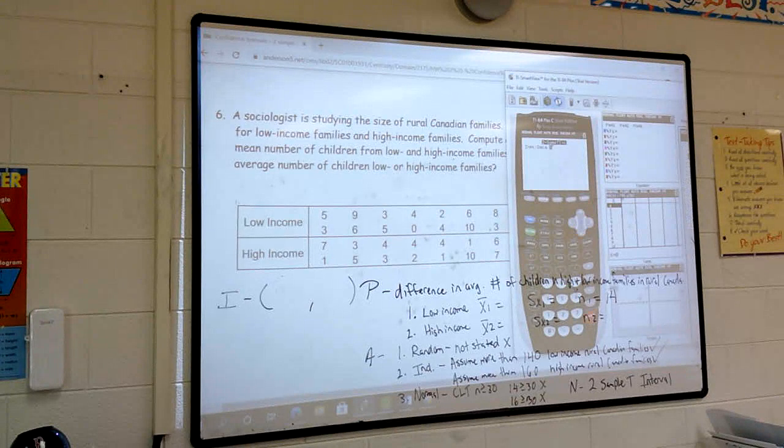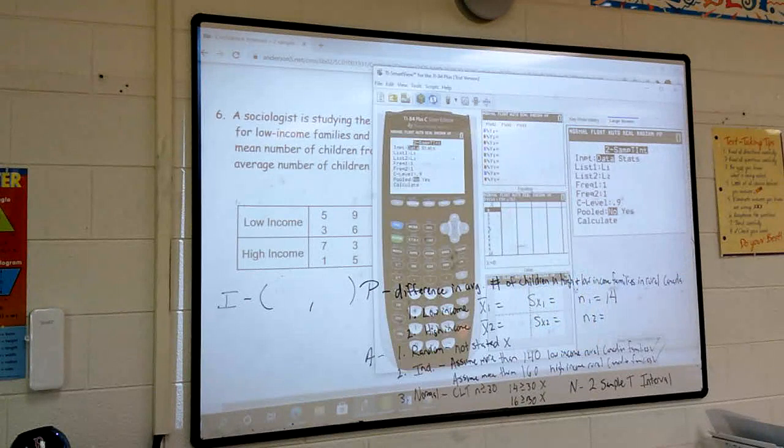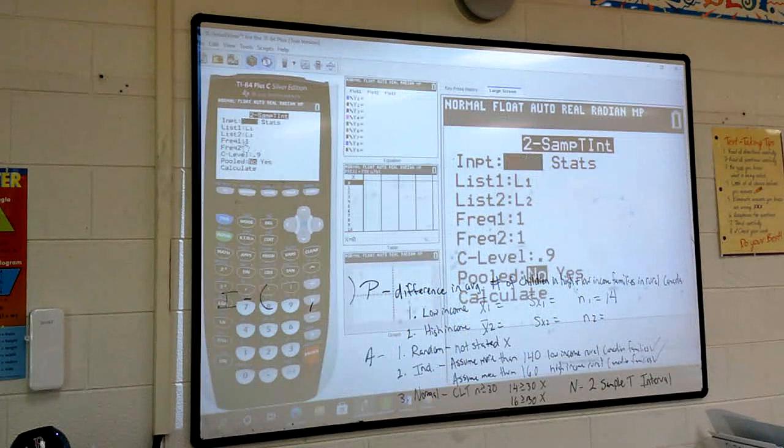All right, so we're going to go over to data because we have data, not statistics. And it automatically is set up to be put in list 1 and list 2 on your calculator. So you've got L1 and L2 as your 2 lists. You've got the frequency. You want them ran 1 time each. And you want your confidence level. What did it say in this problem? 95. That's the default normally. So 95%. We don't pool it, and we calculate.